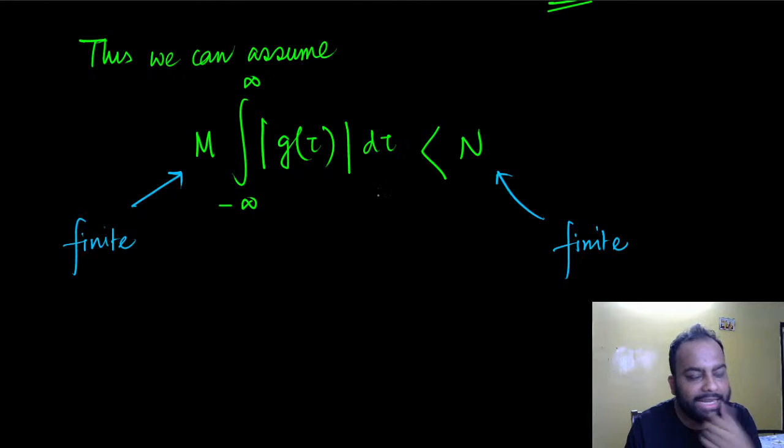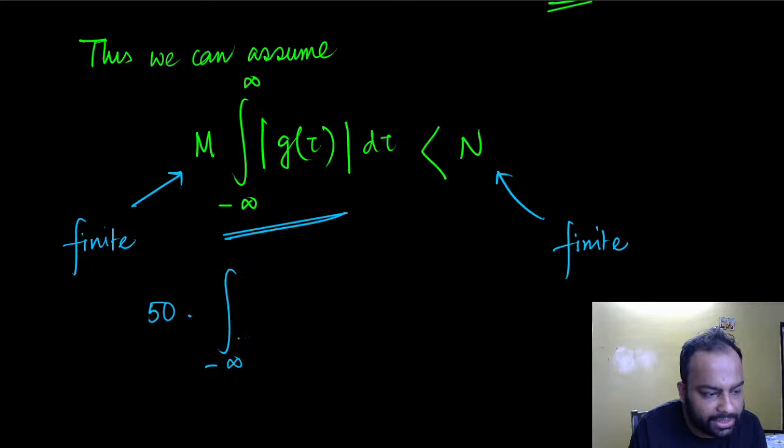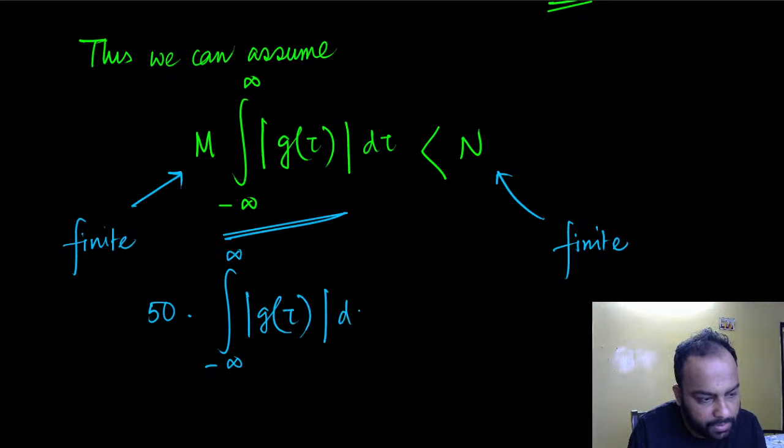So we have an inequality that looks like a finite number multiplied with something and less than a finite number. Say, imagine this m is, for example, 50. So 50 times this integral, and say I'm saying this is like 100.